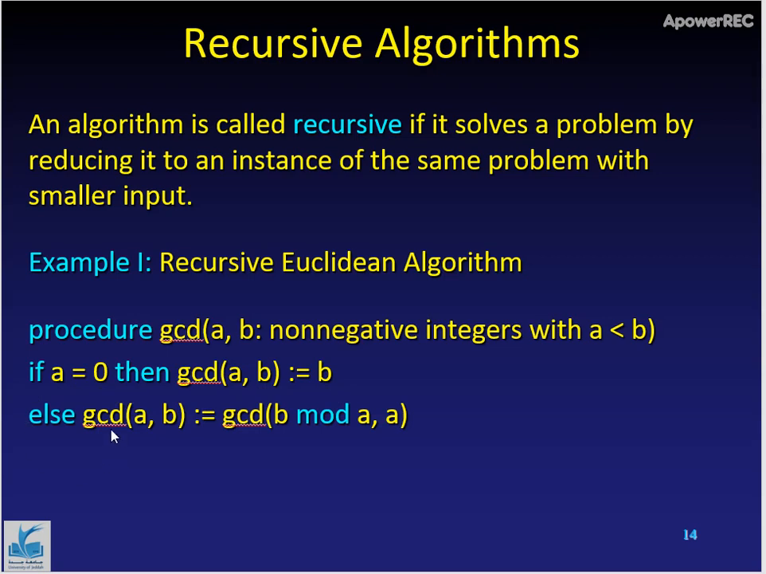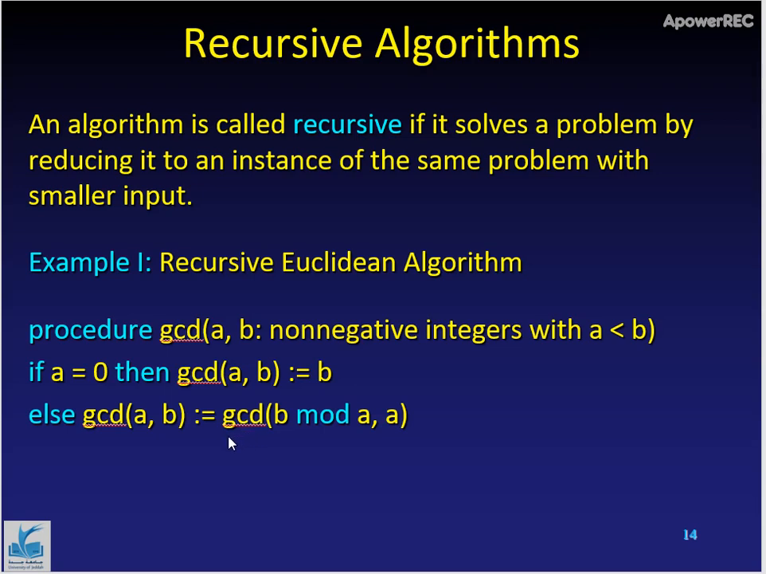Otherwise, how do we solve the problem? We call the same procedure, but now with a smaller value of the input. So we retain a as now the bigger integer, while the smaller integer is replaced by the remainder of the larger one with respect to the smaller one. So b mod a, or the remainder of b with respect to a, and a are the inputs to the smaller or simpler version of this pseudocode or this function.